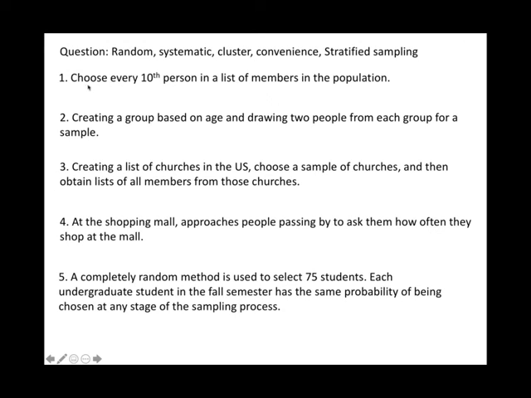Okay, number one, choose every 10th person in the list of members in the population. Every 10th person, so this is going to be systematic. Number two, creating a group based on age and drawing 2 people from each group for a sample. So first, you divide into subgroups, either stratified or cluster. And then you draw 2 people from each group. So every subgroup, you pick 2 people. So this is stratified.